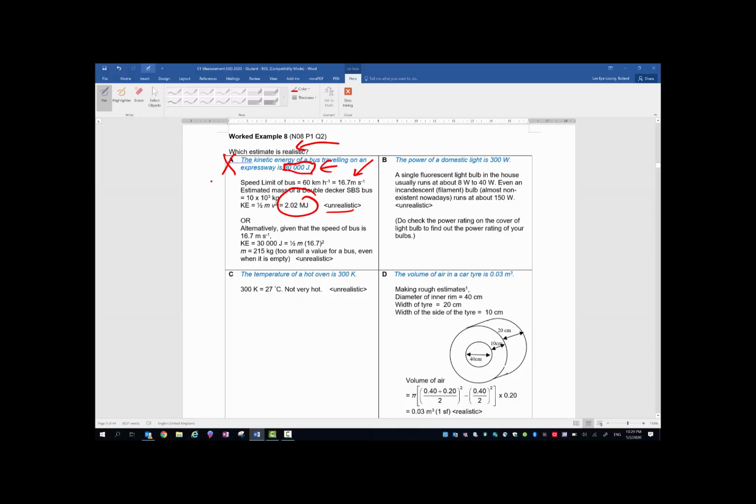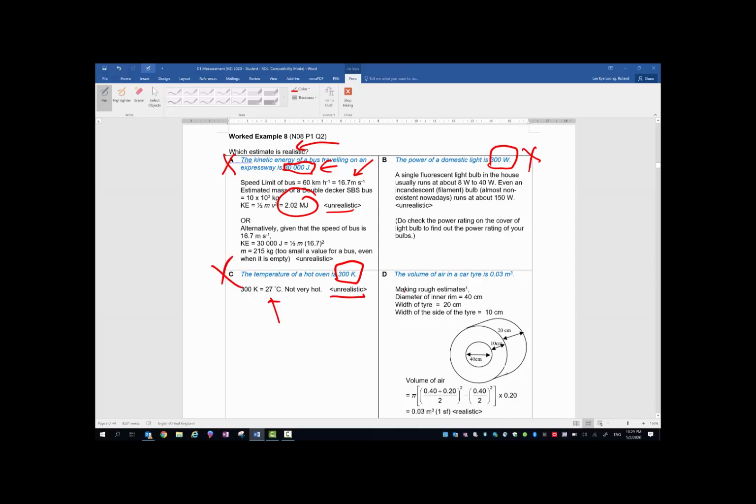The power of a domestic light is 300 watt. That is very high. 300 watt is more like those heating things. Even a single fluorescent light bulb in the house is just a few watts only. So 300 watt for a light is not reasonable, not realistic. Temperature of a hot oven is 300 Kelvin. Now 300 Kelvin is only 27 degrees, which is room temperature. You cannot cook anything. So it is unreasonable, unrealistic, wrong.